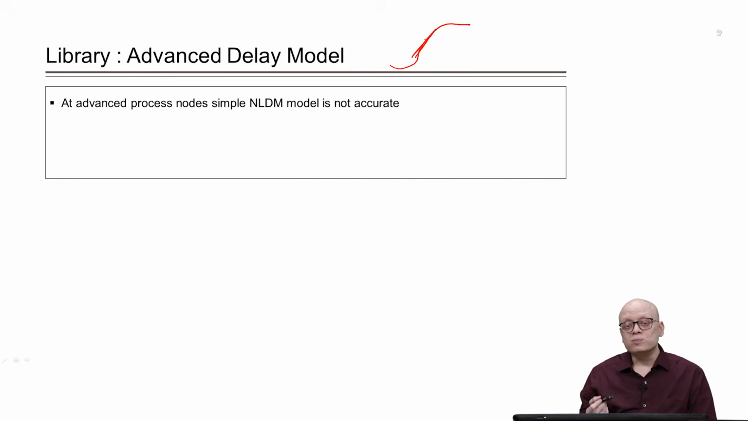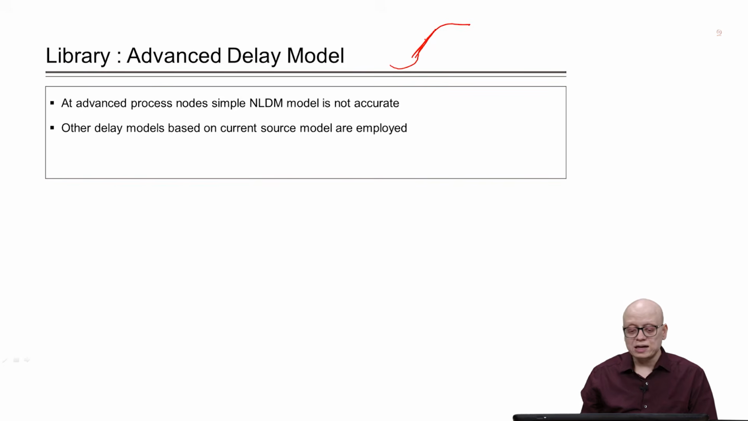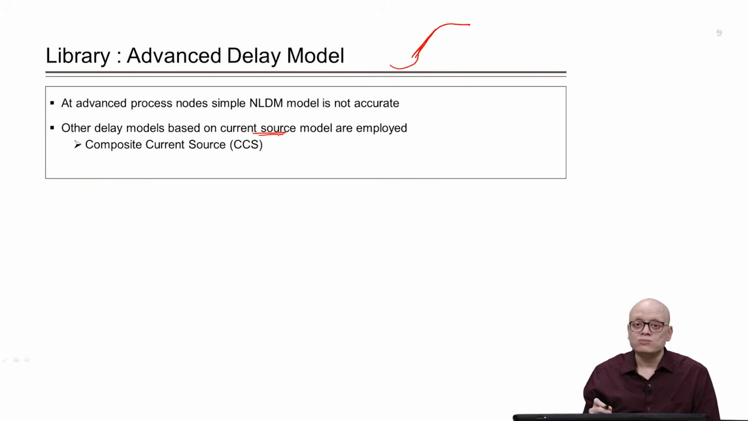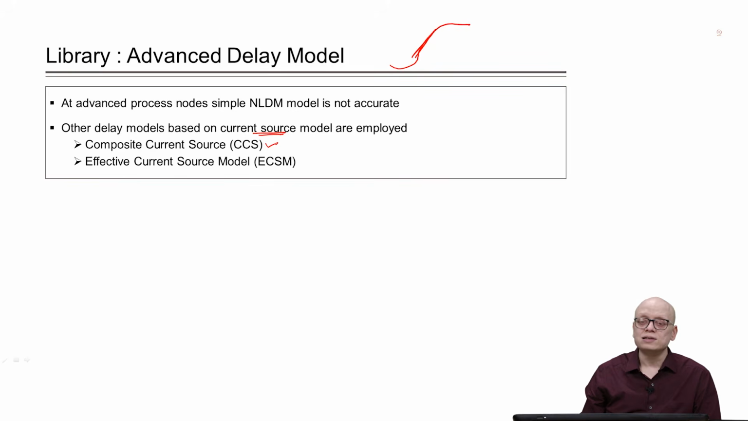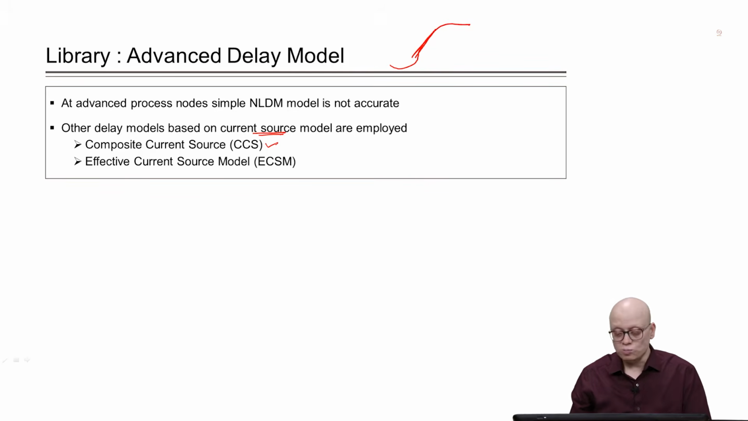Therefore, at advanced process nodes, what we do is that we use other delay models, for example, based on current source models. So, at advanced process nodes, we use two types of current source model. The first one is known as composite current source model or CCS, and the second one is effective current source model or ECSM. So, these current source delay models are more accurate than the NLDM model, and at advanced process nodes we use these types of models.